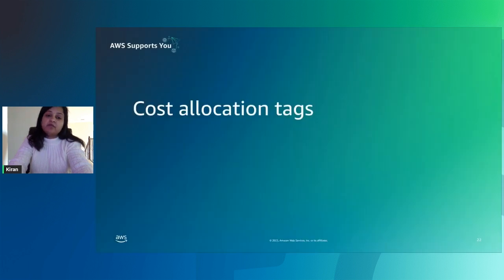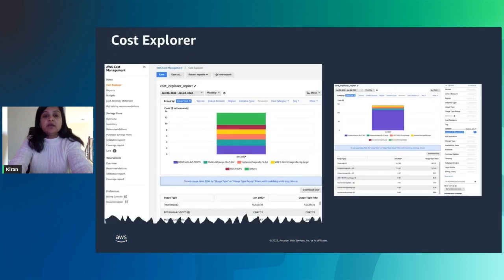Now let us understand what cost allocation tags are. There are ways that we can create the tags as well as view the report. One way that you can view it is Cost Explorer, right?